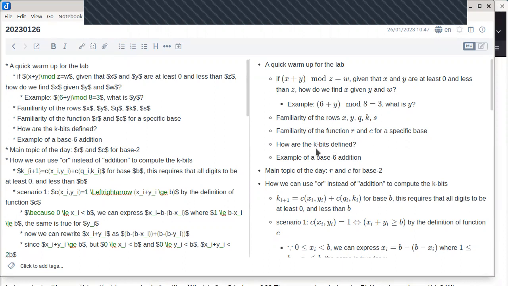So the other part is how are the k-bits specifically defined, and an example of a basic addition. I want to do this example in class just so that we have a refresher of how those rows are defined, what is R, what is C, and how do we use those particular functions. So that's what we're going to do now.